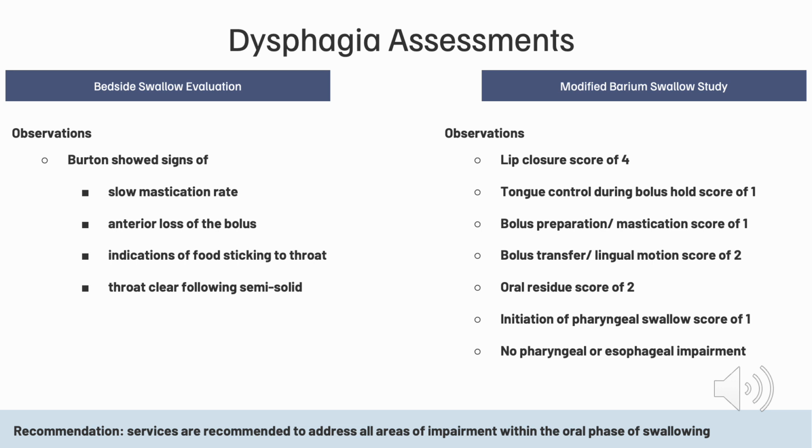He had slowed tongue movement, which is a bolus transfer / lingual motion score of 2. He had collection of residue and amount remaining from the original bolus presentation sufficient to extract, which is an oral residue score of 2. The bolus head was at the valleculae, which is an initiation of pharyngeal swallow score of 1. And there were no indications of pharyngeal or esophageal impairments observed. Services are recommended to address all areas of impairment within the oral phase of swallowing.